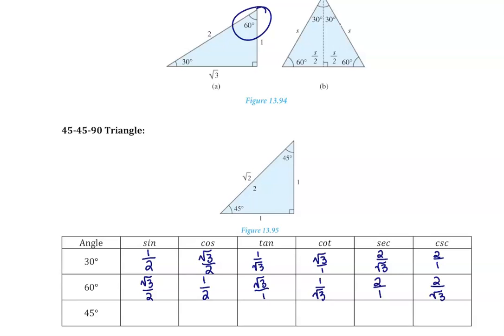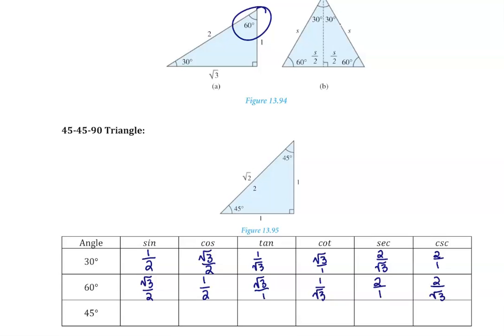So these 30-degree and 60-degree angles do come up an awful lot, particularly because it's found by cutting an equilateral triangle in half. And so it's helpful to have these values readily available for you. Now we also have a 45, 45, 90 triangle, which is going to happen anytime you have an isosceles right triangle.